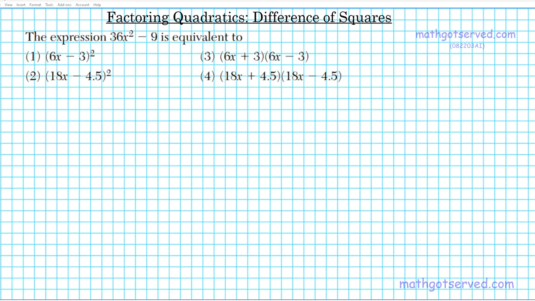In this clip, we're going to be going over one of the factorization techniques for quadratics, which is factoring difference of squares. The question reads, the expression 36x squared minus 9 is equivalent to.